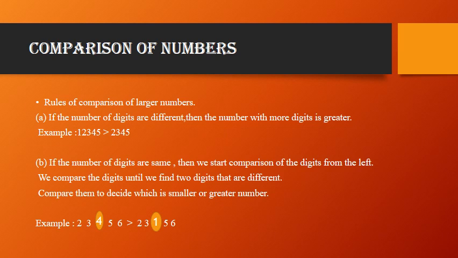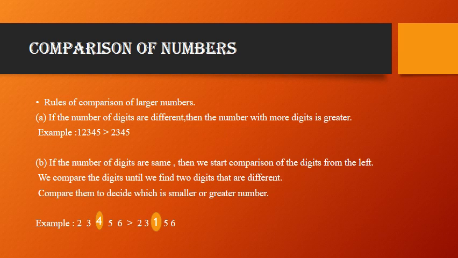Children, you all can see in the example, 12,345 is compared with 2,345. Now you all can see there is a difference in the number of digits. In the first number, the number of digits is 5, and in the second one, the number of digits is 4. So the number with more digits is greater. That is the reason 12,345 is greater than 2,345.